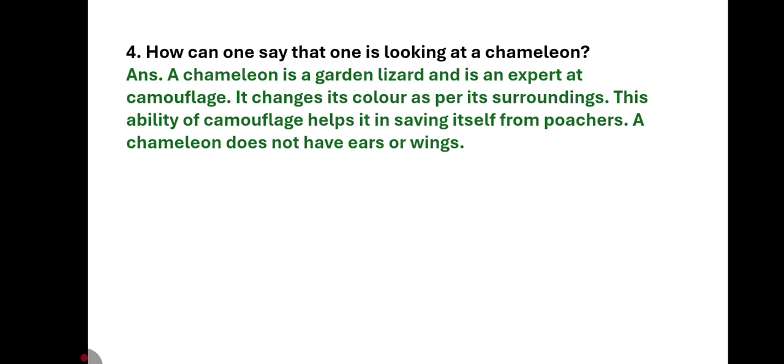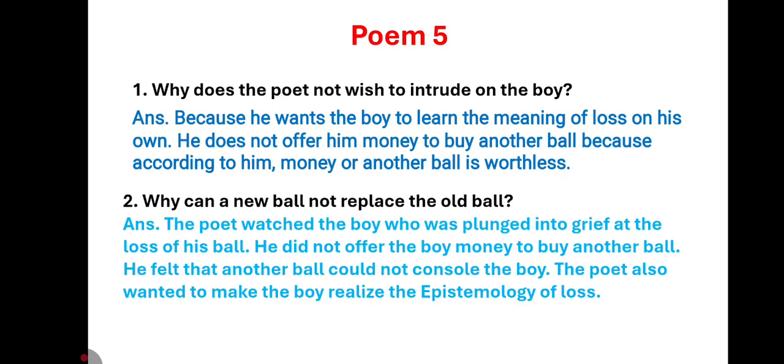How can one say that one is looking at the chameleon? The chameleon is a garden lizard and is an expert in camouflage. It changes its color as per its surroundings. This ability of camouflage helps it save itself from poachers. A chameleon does not have ears or wings. Clear? Okay, next, poem 5.